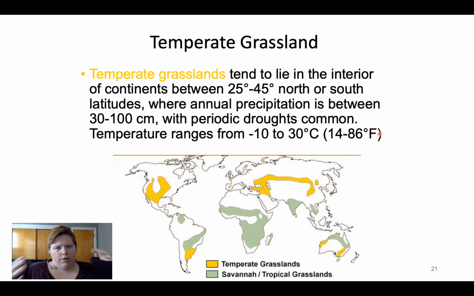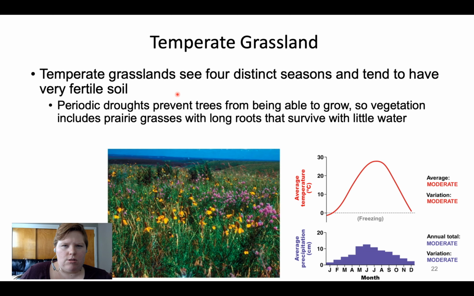So these are places where you'll see 4 distinct seasons. Like central Illinois is somewhat similar. Sometimes there are droughts. So there's some water availability, but not enough to sustain a lot of trees. So that's why the habitat is dominated by grasses.